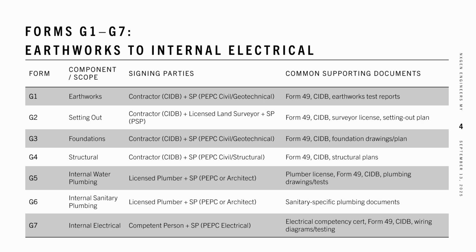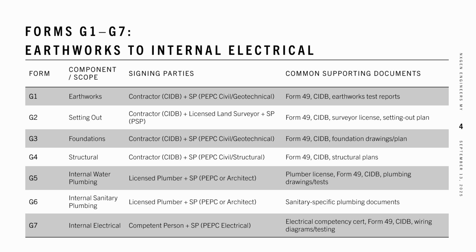Form G2, which covers setting out, involves a licensed land surveyor in addition to the contractor and SP, and requires surveyor licenses and setting out plans. Forms G3 and G4 address foundations and structural works respectively, both requiring PEPC civil or structural engineers and relevant structural plans. Internal plumbing systems are covered in Forms G5 and G6, with licensed plumbers and either PEPC or architects as SPs, supported by plumbing drawings and test reports.